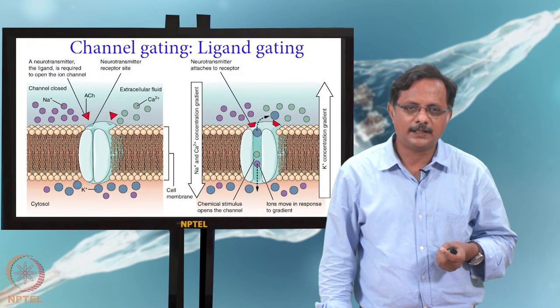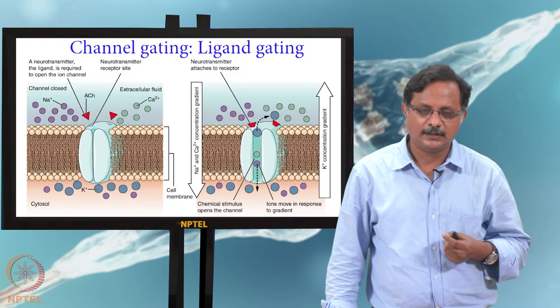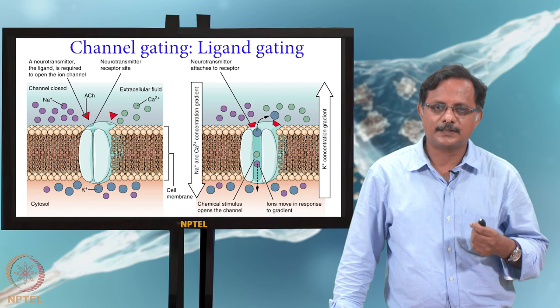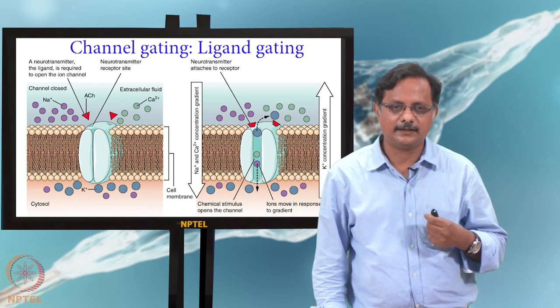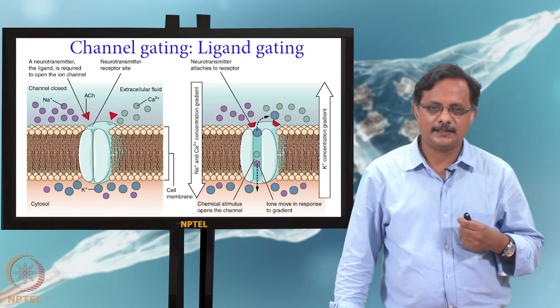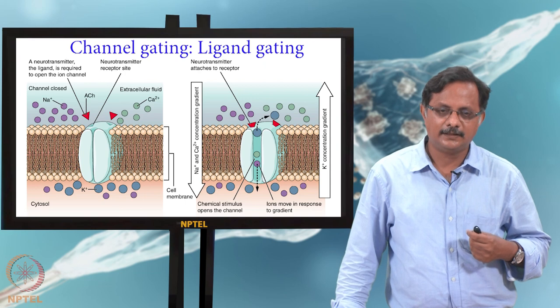Then there is another kind of gating which is very important for neurotransmission. In this case, the factor that opens the gate of the channel is not voltage, but a chemical which is called a ligand. So, this kind of gating is called ligand gating.